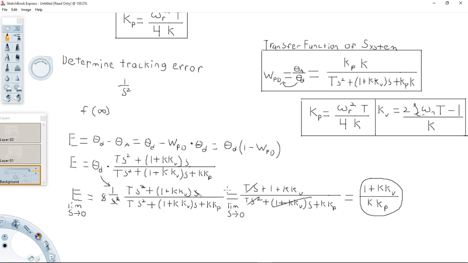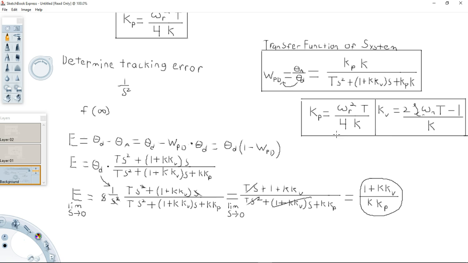It's also worth noting that in this particular case, we wanted to know the tracking error, so you'd use the unit ramp function. However, if you wanted to know the unit step function, it would be called the static error. And instead of 1 over s squared, it would be just 1 over s.